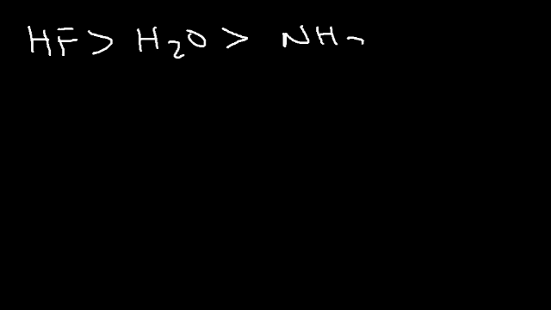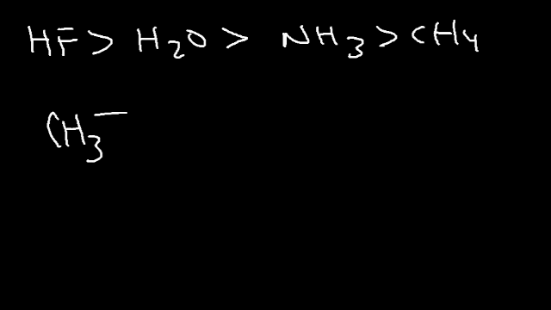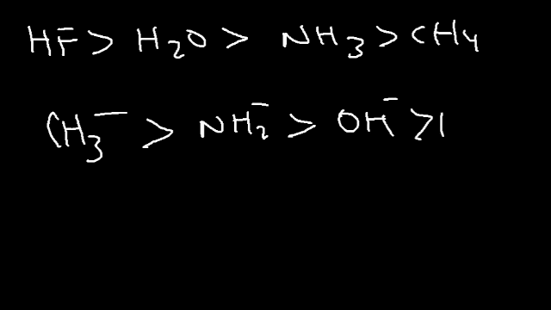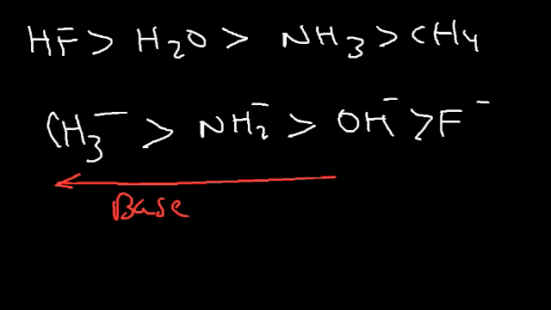Now, going back to this trend, we said that HF is a stronger acid than water, and this is stronger than NH3, and this is stronger than CH4. So the conjugate base of methane is a very powerful base. So this is going to be stronger than NH2, which is stronger than hydroxide, and this is stronger than fluoride. So base strength increases towards the carbon with a negative charge, and acid strength increases towards HF.